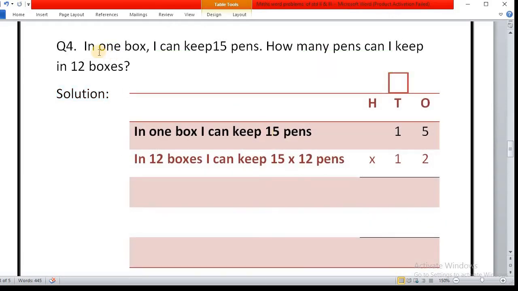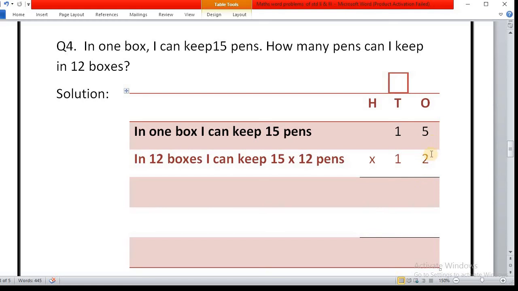Now, let's do question number 4. In one box, I can keep 15 pens. How many pens can I keep in 12 boxes? Here's the solution. In one box, I can keep 15 pens. So, I have written 15 pens here. In 12 boxes, I can keep 15 into 12 pens. Okay, I have done it stepwise here. Hundreds, tens, ones. In one box, I can keep 15, so I have written 15 pens here. And in 12 boxes, I can keep 15 multiplied by 12.